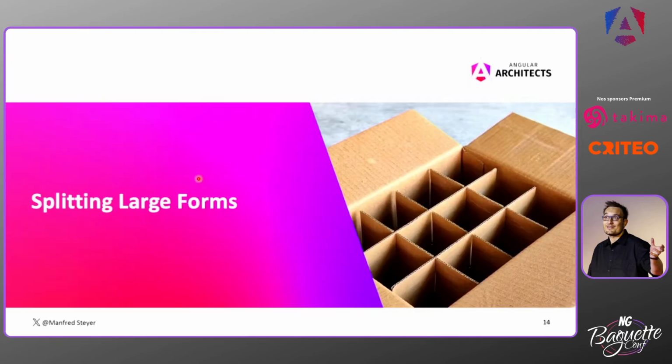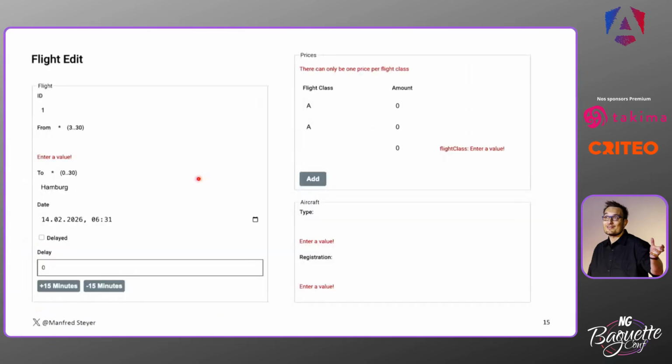Okay, so this was the primer, just to get everyone on board. Now let's concentrate on the more exciting and advanced parts of this new fresh API. And for this, let's get started with splitting an entire form into subforms like here, where I have my flight and prices and the aircraft.